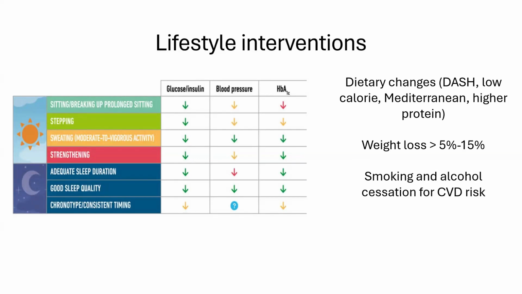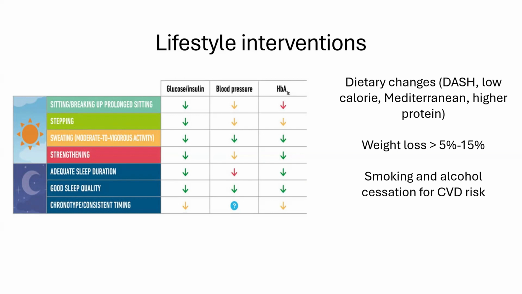Now, dietary changes are also incredibly important, and there are many diets that have been shown to be effective, whether it's the dietary approach to stop hypertension or the DASH diet, low-calorie diets, Mediterranean diets, or higher protein diets. Weight loss of more than 5 to 15% has also been shown to lower patients' A1C.